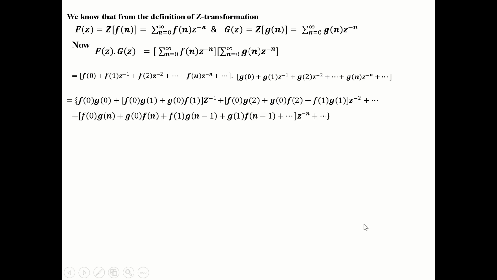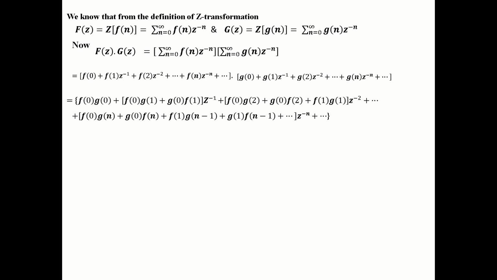We are going to the z power minus n coefficients. Similarly, f of 0 g of n plus g of 0 f of n, then the first term with the g of n minus 1 term. That power is z power minus n, since z power minus n plus 1 minus 1 gets cancelled, you will get z power minus n, plus and so on.